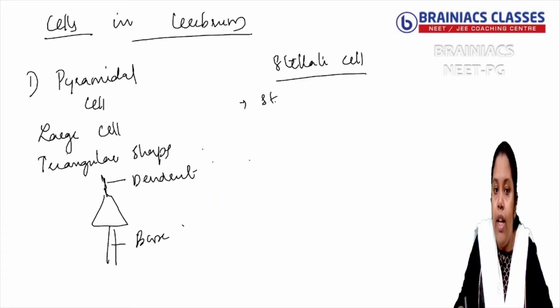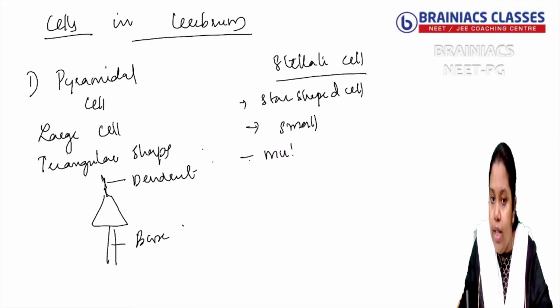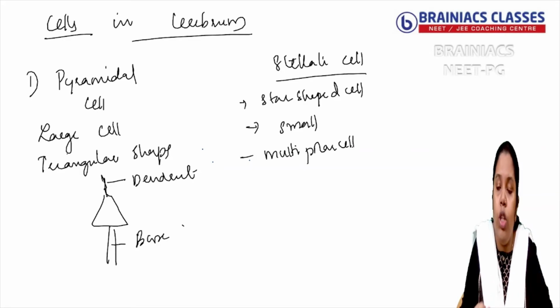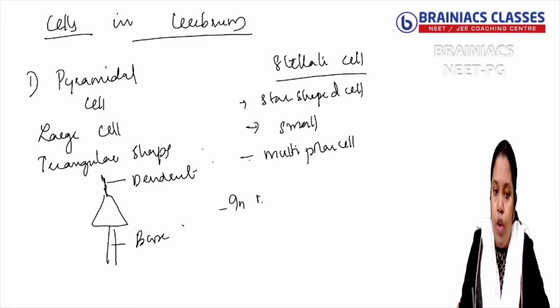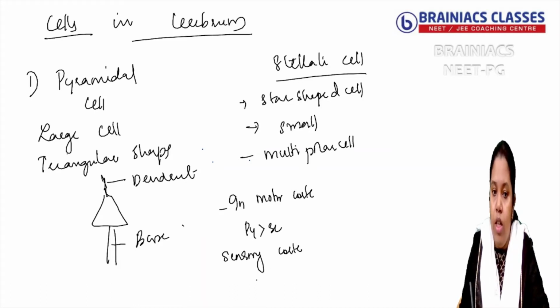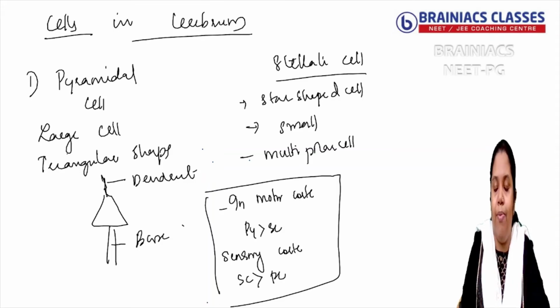Stellate cells are star-shaped cells. They are small cells. They are multipolar cells. So these are the 2 types of cell in the motor cortex. Pyramidal cells are more than the stellate cells in the motor cortex, and in the sensory cortex, stellate cells are more than the pyramidal cells. Remember this.